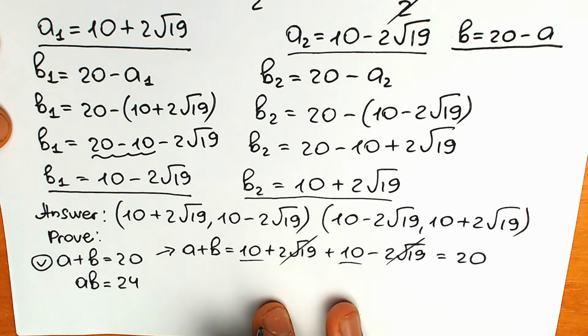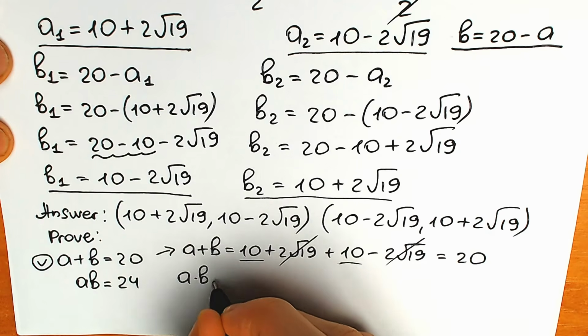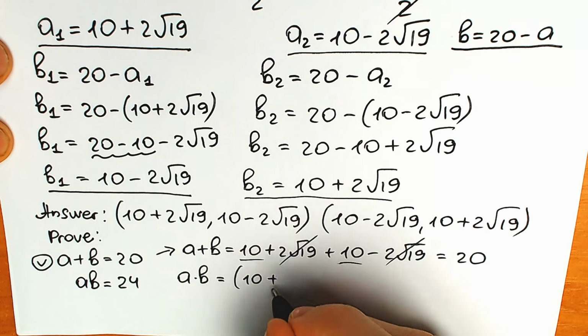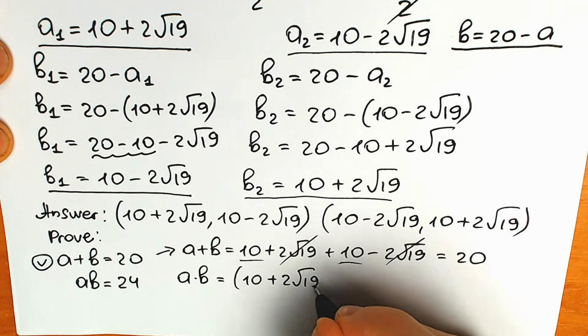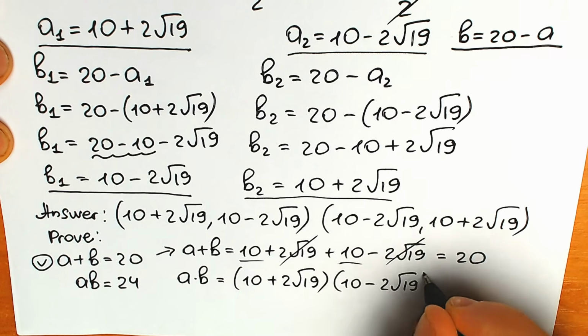Right now, let's check real quick our multiplication. So our a times b equal to, let's check this as well. So we have 10 plus 2 square root of 19. We multiply it by 10 minus 2 square root of 19.